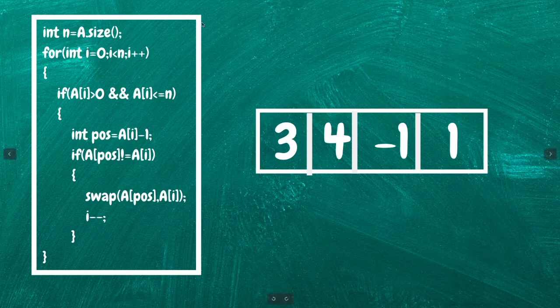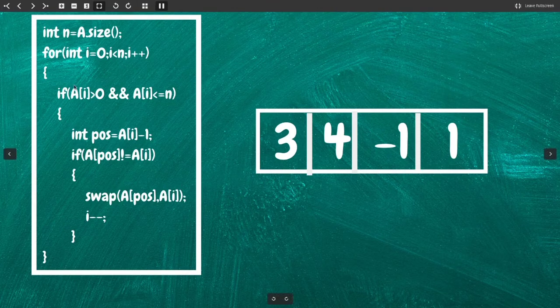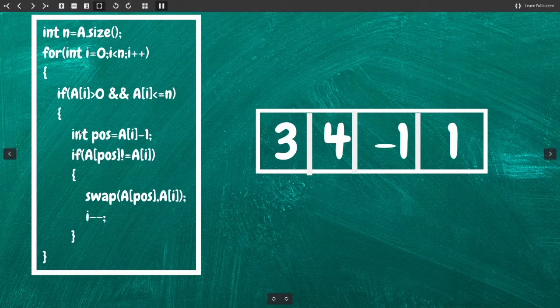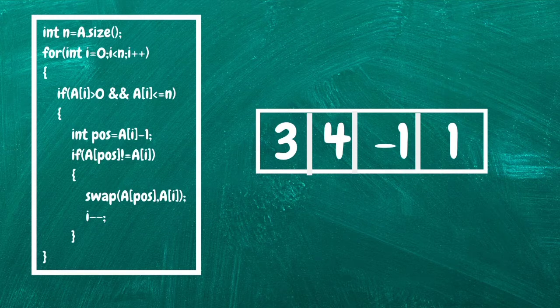So first, we store the size of this array in one variable named n. Then we run one loop from i equals 0 to the length of this array, and for every iteration we check if a[i], that is the element, is greater than 0 and lesser than or equal to the size of the array. If so, then we execute some conditions for that. Let's break it down for every iteration.